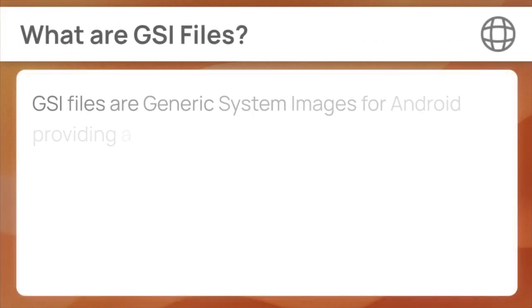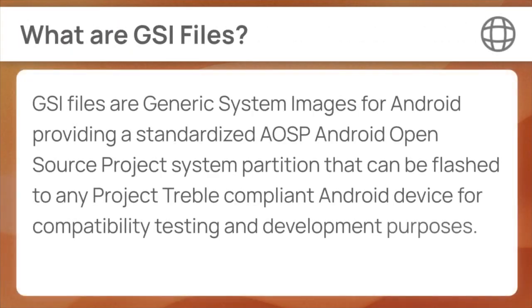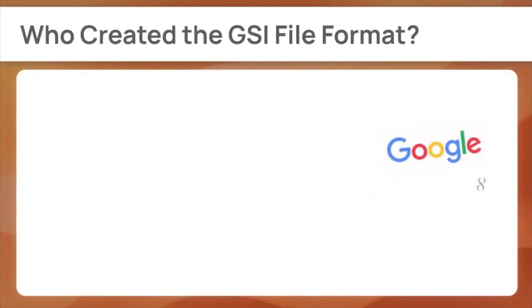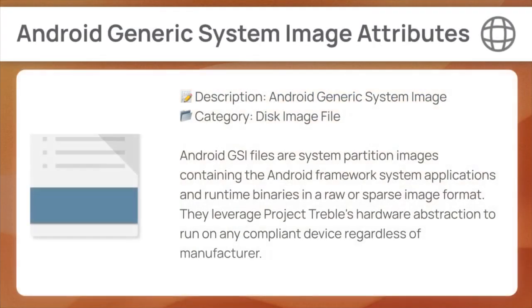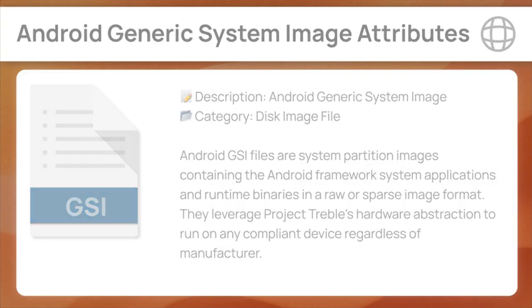GSI files are generic system images for Android, providing a standardized AOSP (Android Open Source Project) system partition that can be flashed to any Project Treble compliant Android device for compatibility testing and development purposes. Android GSI files are system partition images containing the Android framework, system applications and runtime binaries in a raw or sparse image format. They leverage Project Treble's hardware abstraction to run on any compliant device regardless of manufacturer.